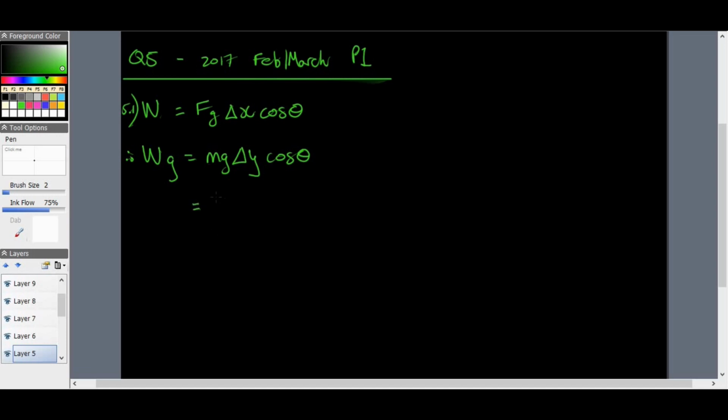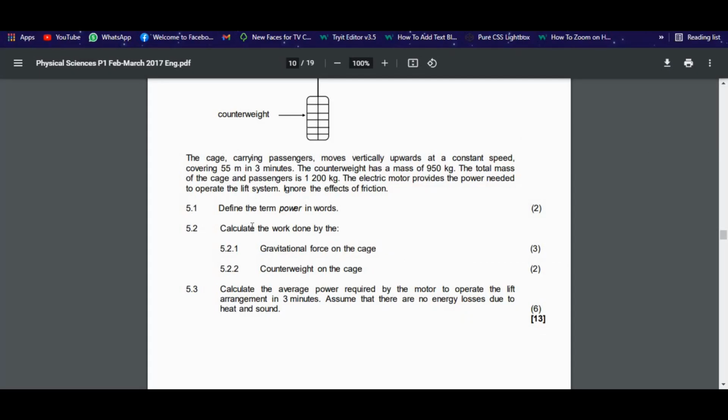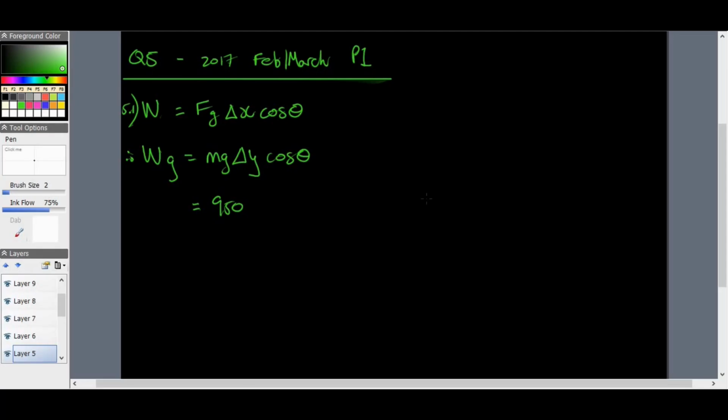So we know the mass of the lift, I think it was 950, or am I missing something? The counterweight has a mass of that, the cage and passengers. Okay, cool. So that is not 950, sorry, that is the wrong mass there. So that's 1,200, which is of the elevator, times 9.8, delta y is 55, of course, and it's cos 180 degrees.